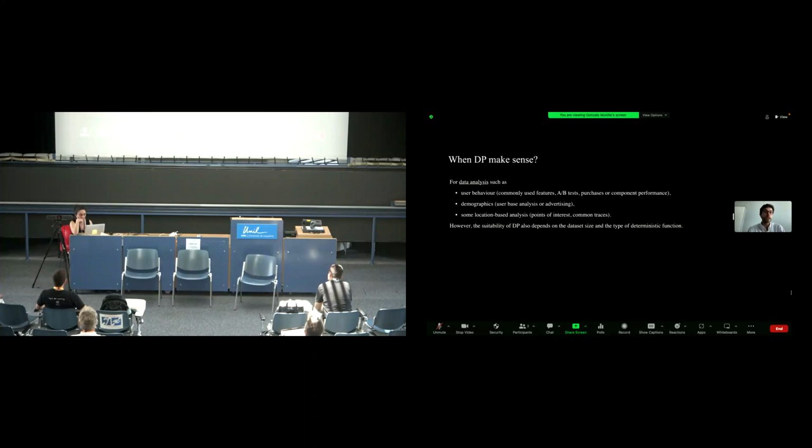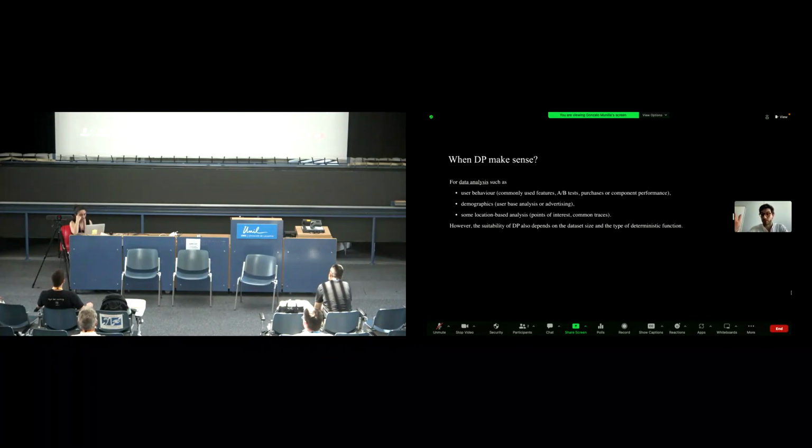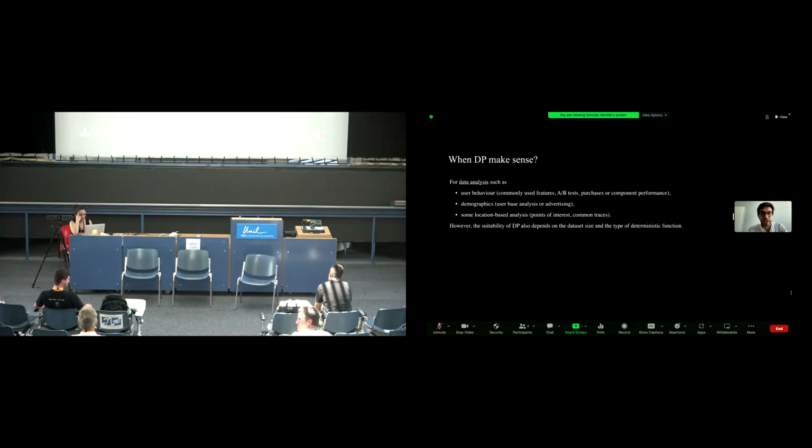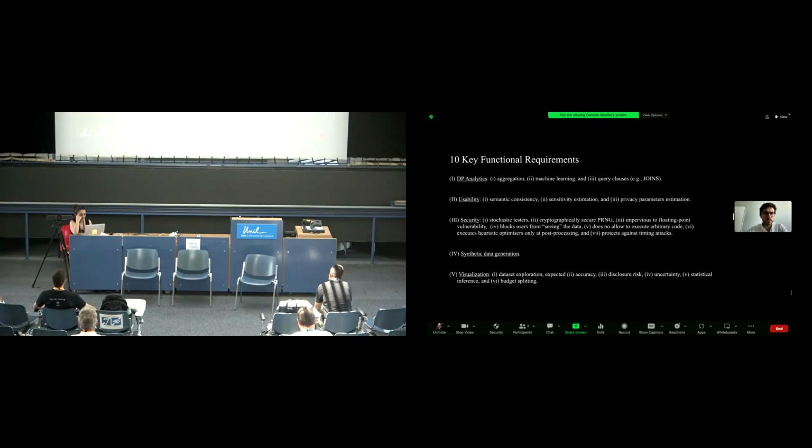For example, if you are doing user behavior analysis or demographics analysis or some location-based analysis, if you have enough data and depending on your deterministic function, the analysis could actually be carried out with differential privacy in these companies, whereas other use cases that I mentioned before in terms of quality or fairness or security are not amenable to using differential privacy.